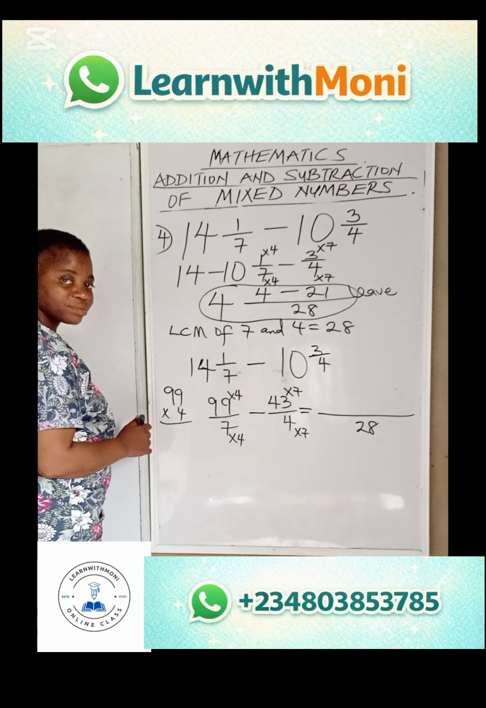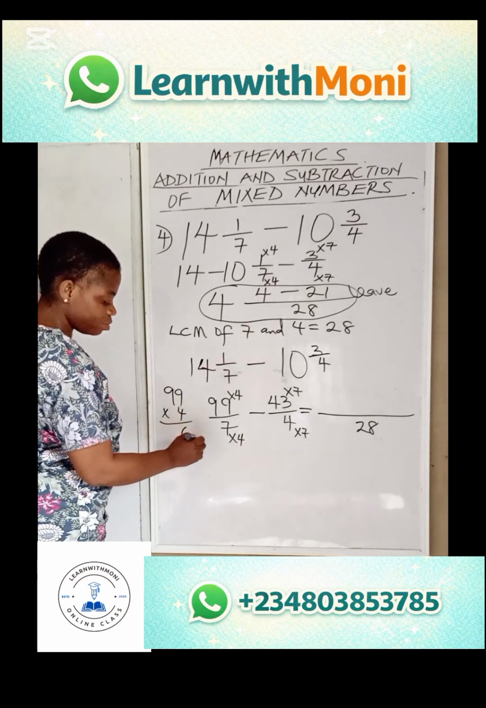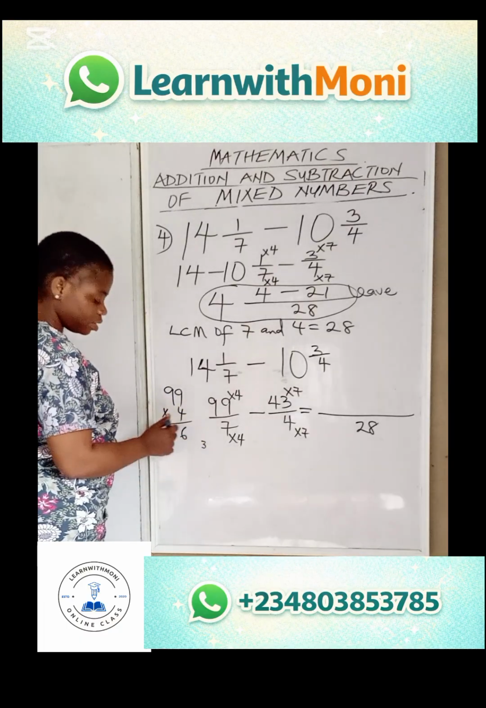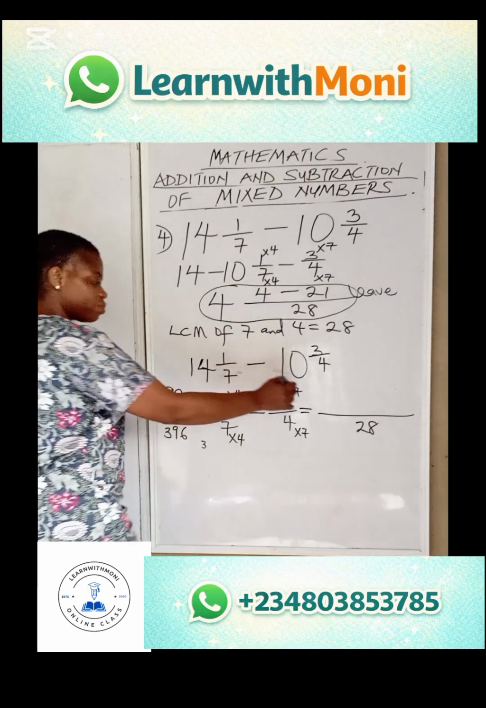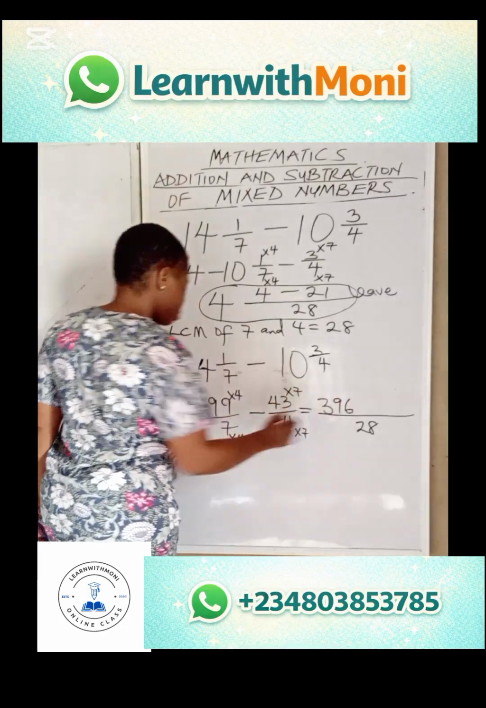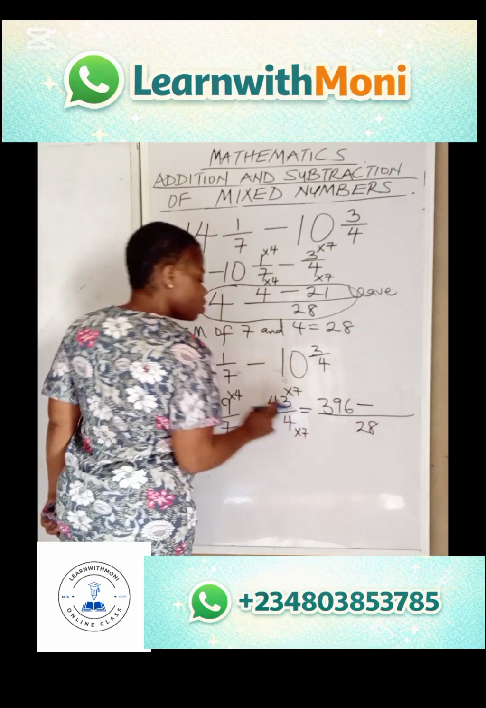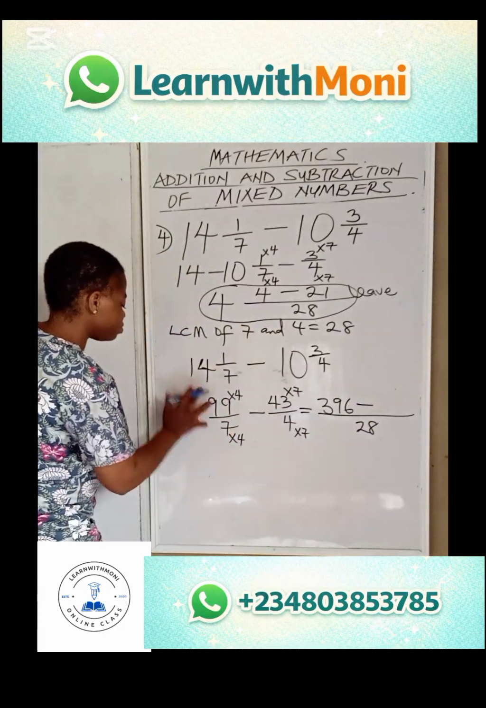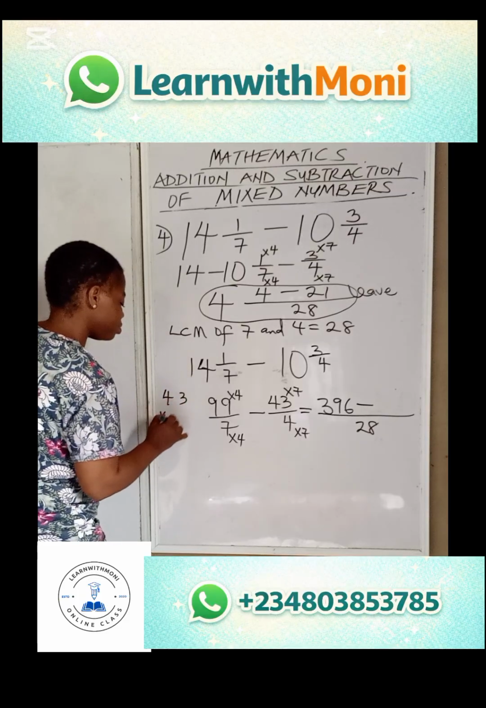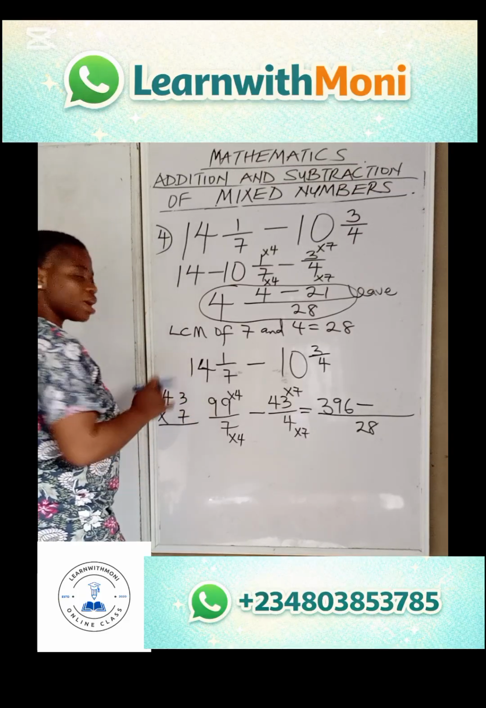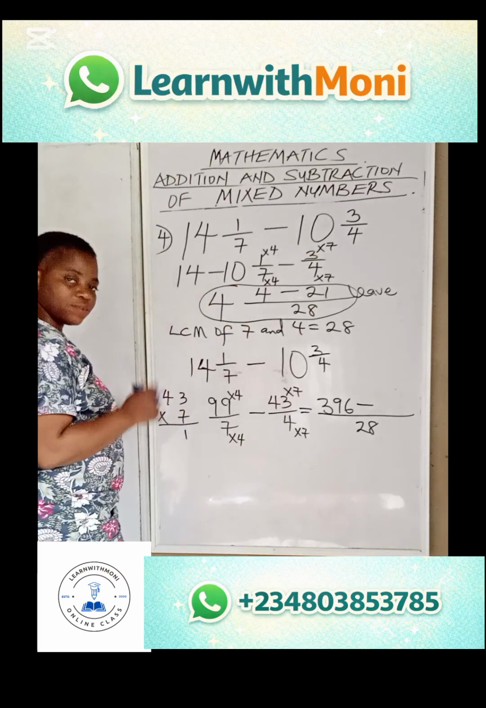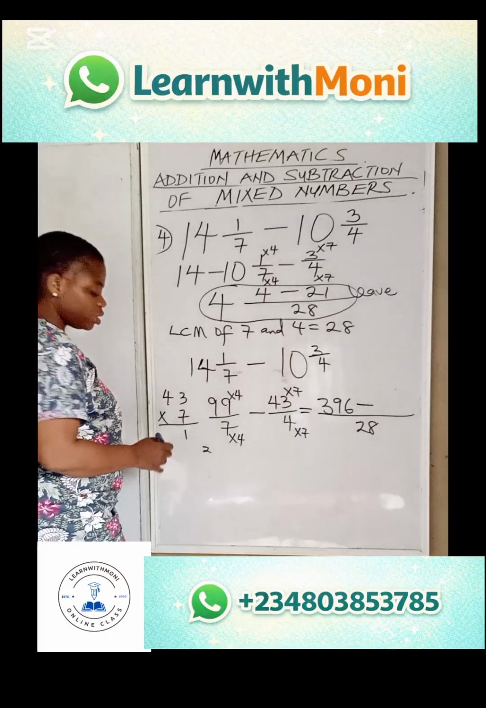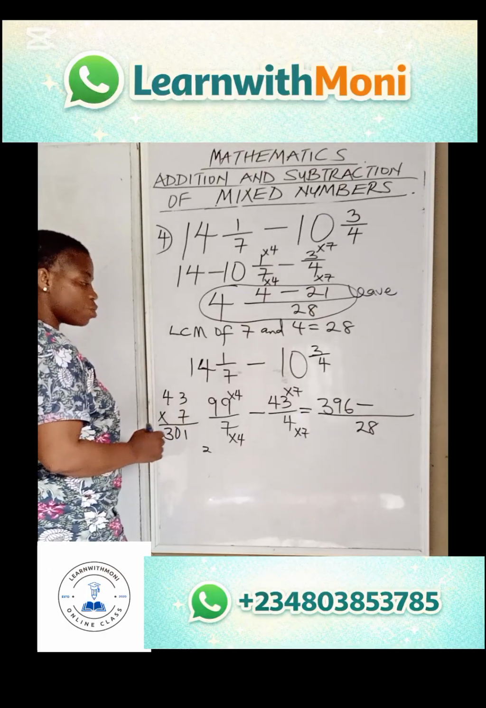4 times 9 is 36. Remaining 3. 36 plus 3, 39. So we have 396 up there. Minus 43 times 7. Let's treat our 43 times 7. 7 times 3 is 21. We write 1 and save 2. 7 times 4 is 28. 28 plus 2 is 30. That is 301.